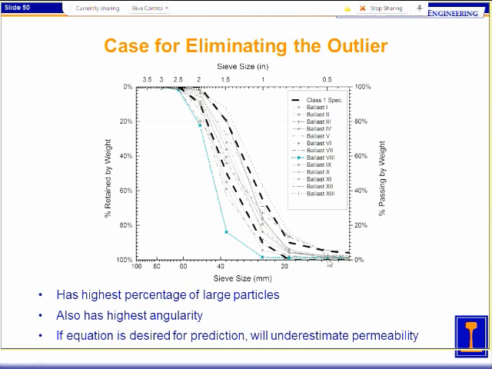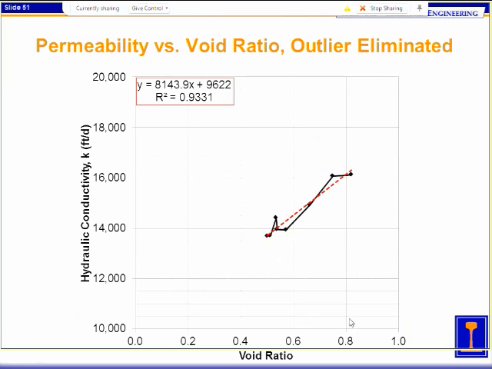Here's why. This guy right here, that's ballast 8, which, as I mentioned earlier, has the highest percentage of large particles. Also has the highest angularity. So, in the third reason, I'm calling this an outlier, and I'm okay eliminating this right now. It's because if we want to use this equation for prediction, we're estimating low. We'll estimate underneath what we want to. So we've got a safety factor in there. So if we eliminate that single point, suddenly we jump up to a very high R squared and a very good relation, like we expect to see.